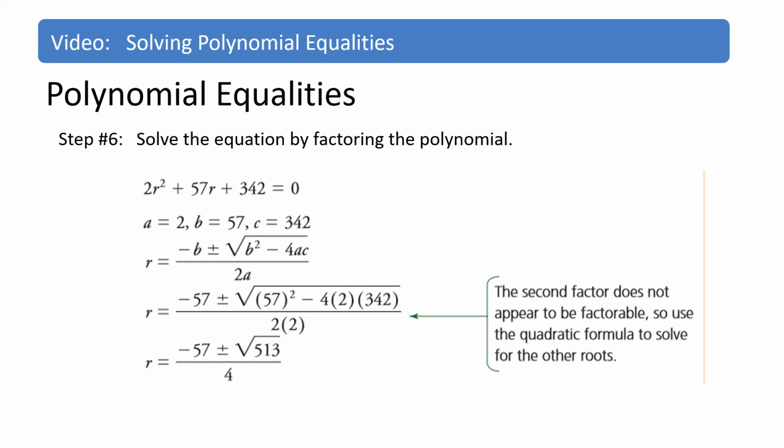Now we can take the part not factored, 2r squared plus 57r plus 342 equal to 0, and apply the quadratic formula. So we'll find a is 2, b is 57, and c is 342. When you substitute that into the quadratic formula and simplify, your result will be negative 57 plus or minus the square root of 513, divided by 4.